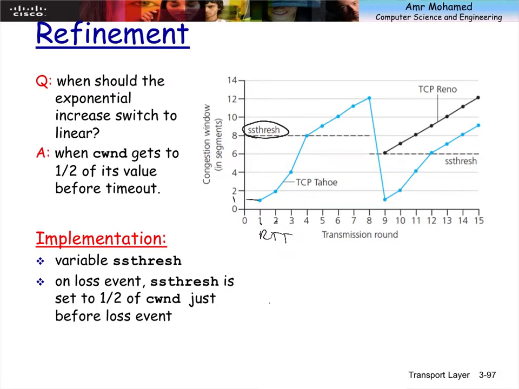So this is what we call the threshold. This threshold actually divides the phases. This is the slow start, and that's why this is called the slow start threshold. And this is what we call the congestion avoidance phase. This is the difference between the two. As you can see, in the slow start we build up very fast, exponentially. Once we reach the end of the slow start phase and get to the congestion avoidance phase, we see that after each round trip time we increase only by 1. So it becomes linear.